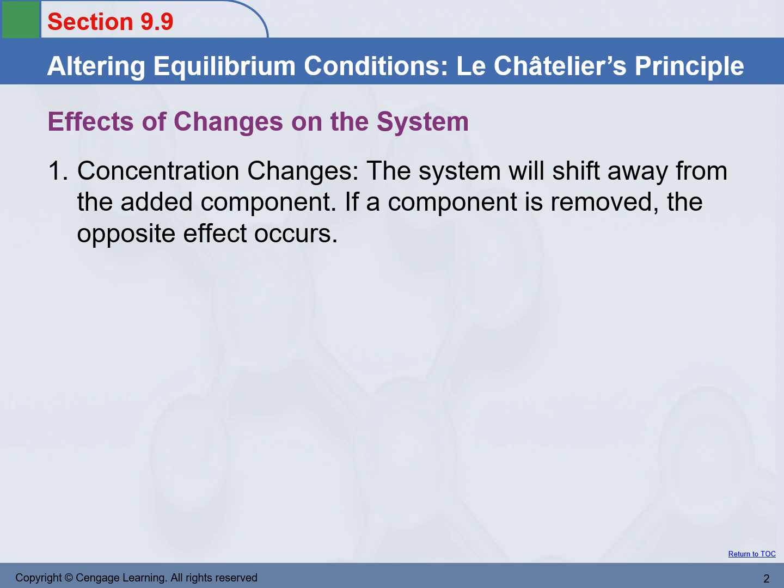Now let's look at some of the stresses or changes that we will encounter in this class. Number one, concentration changes. When reactants and products are in the equilibrium, at this moment, if you add some of the substances, be it a reactant or a product, in other words, if you change the concentration of some of the substances, the system will shift away from the added component.